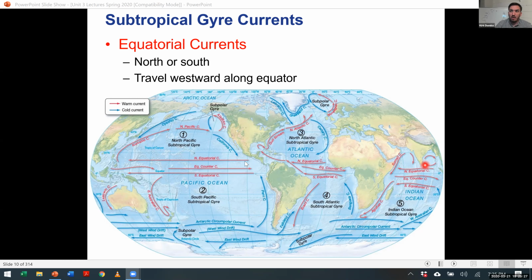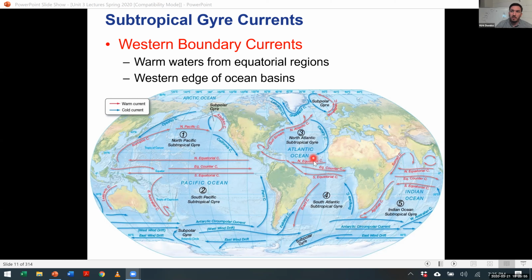You'll notice that all of these equatorial currents are colored red, and you'll notice that they are flowing from the east to the west. So they travel westward along the equator. They all have that in common. The reason they're red, as you've probably already guessed by now, is because they're warmer currents. Why are they warm? Because they're right next to the equator. Everything's warm near the equator all year round. Okay, those are equatorial currents.